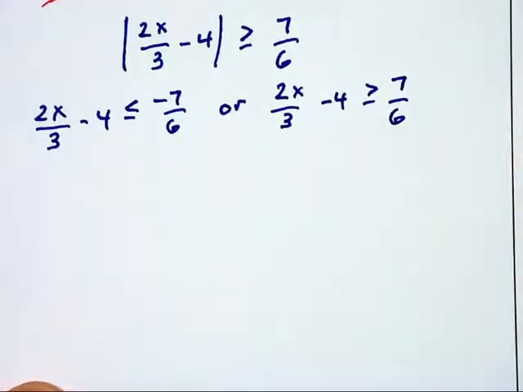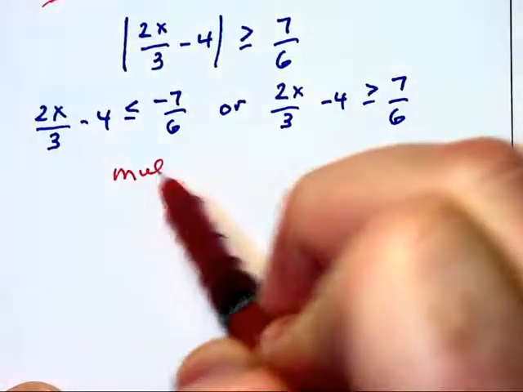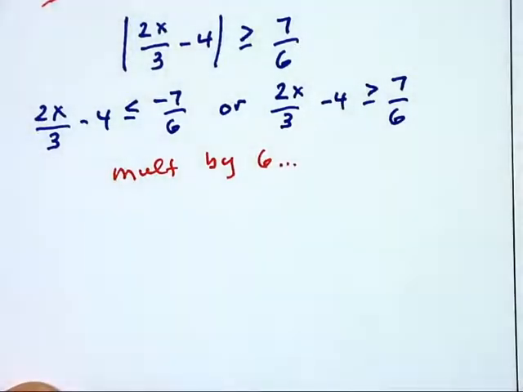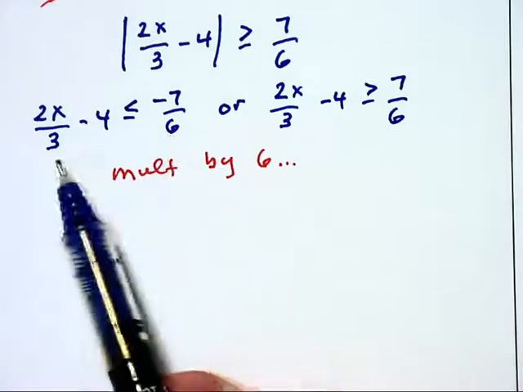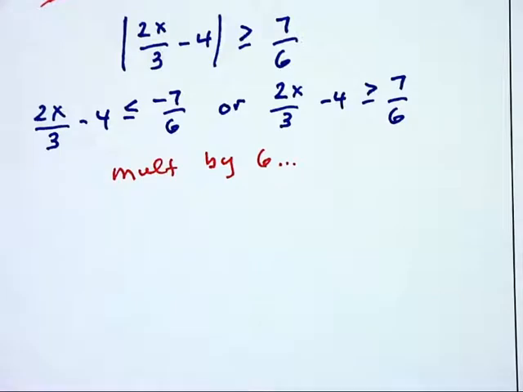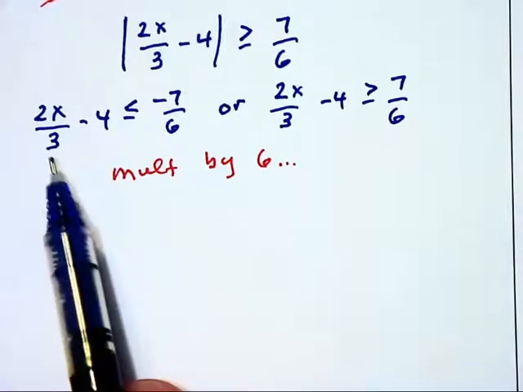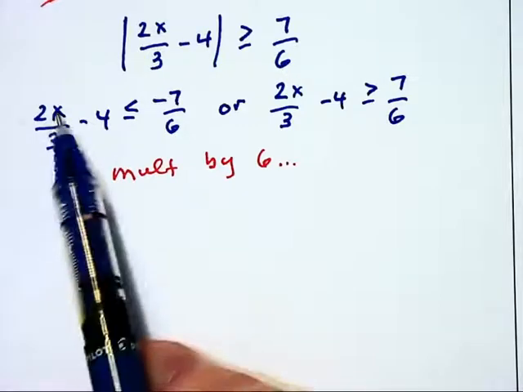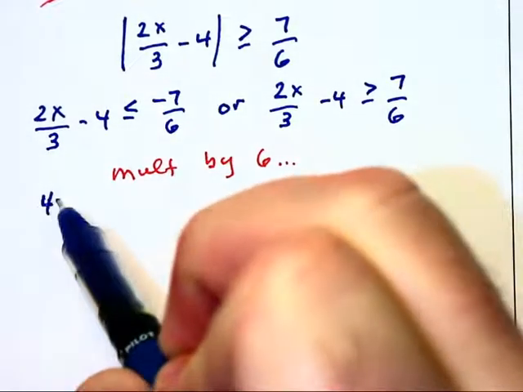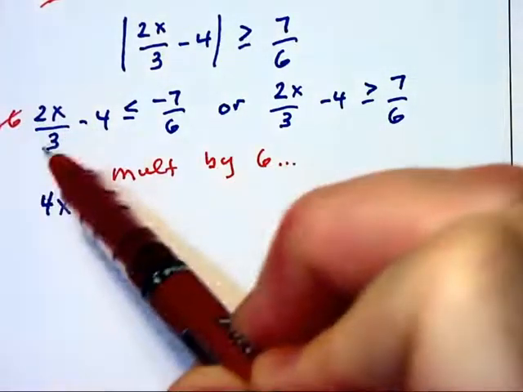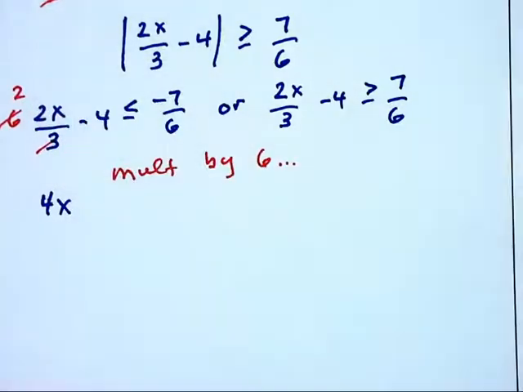Now personally, I don't like these fractions, so I'm going to multiply through by 6 on each of these inequalities so that I don't have the fractions anymore. I chose 6 because that is the least common denominator, and by multiplying by a positive 6, I'm not changing the direction of the inequalities. Now when I multiply by 6 on the left, the 6 will cancel with the 3, leaving me 2 times 2x, which makes 4x. If you want to see that written out, I'm multiplying by 6, those cancel out, there's my 2 times the 2x.